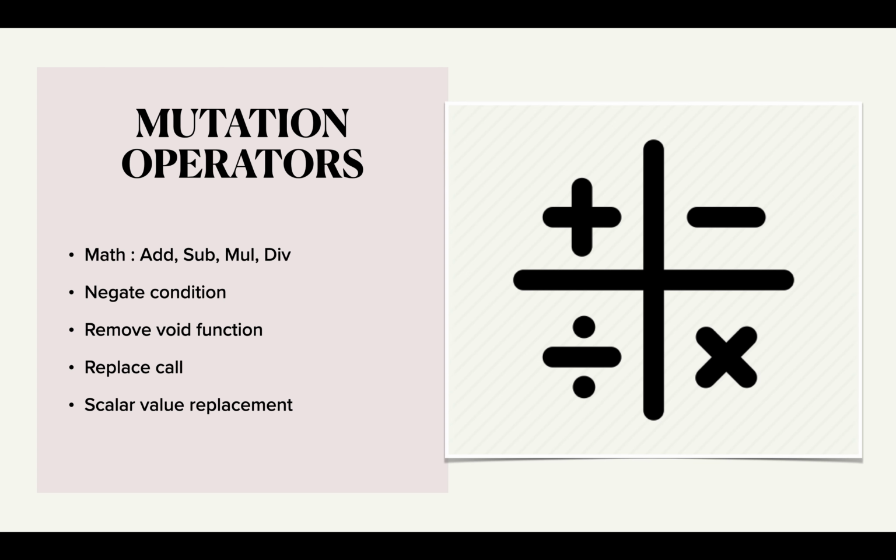Next, coming to negate condition. Negate condition modifies the code to achieve a complete negation of a condition, from equal to not equal, from sign less than to sign greater than or equal.